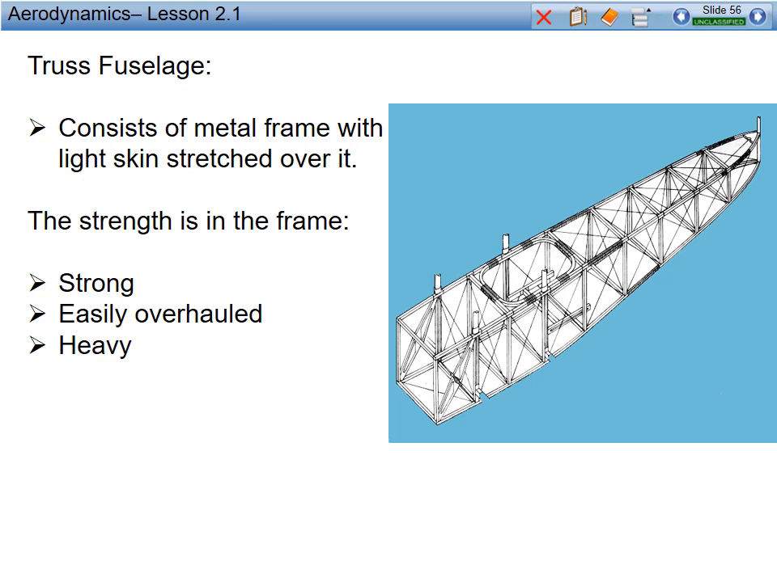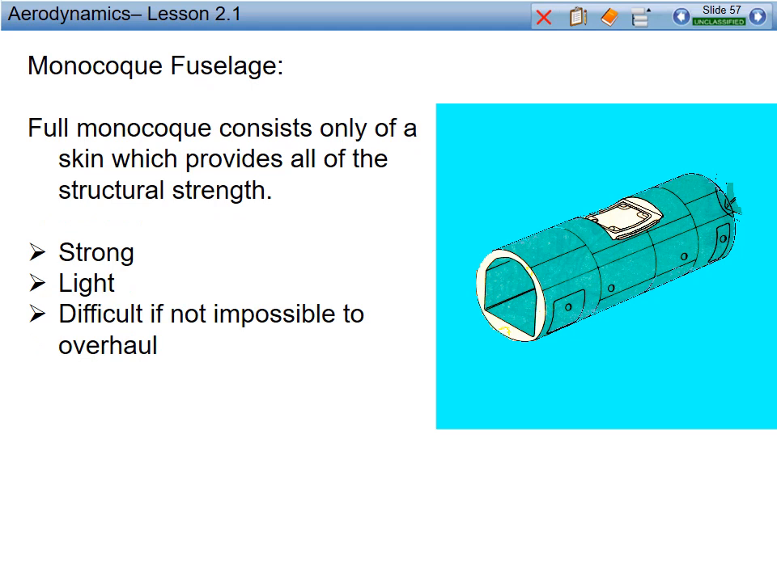A truss fuselage consists of a metal frame with a light skin stretched over it. The strength is in the frame. It is very strong and easily overhauled. However, it is very heavy. A monocoque fuselage consists of only a skin which provides all of the structural strength. So if it is full monocoque, it is only skin providing the strength. This is very strong and very light, but it is difficult, if not impossible, to fix.